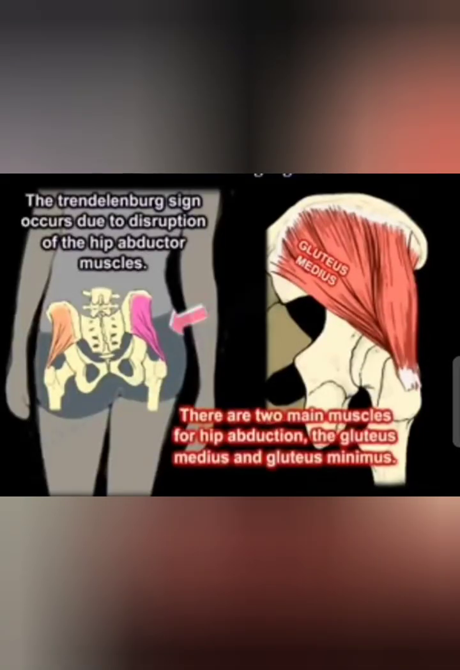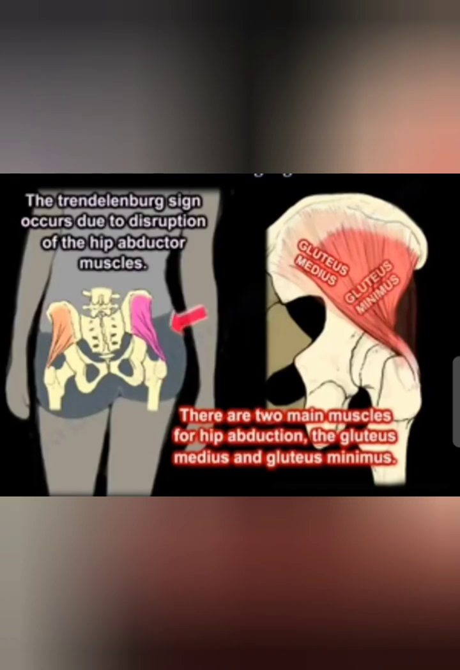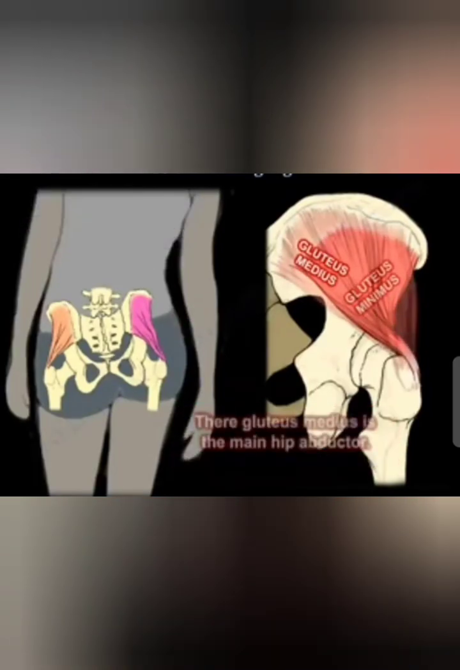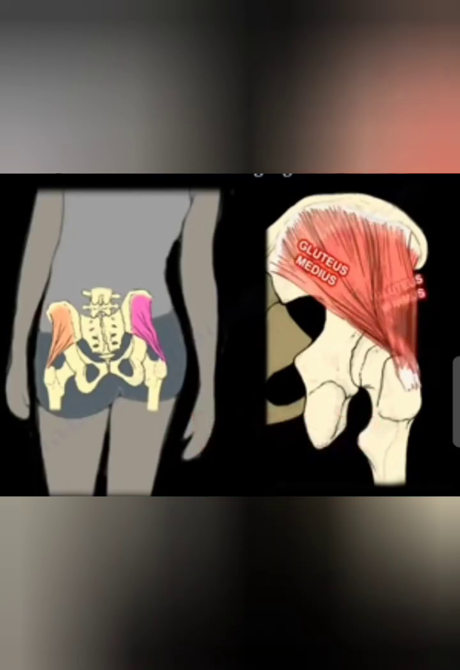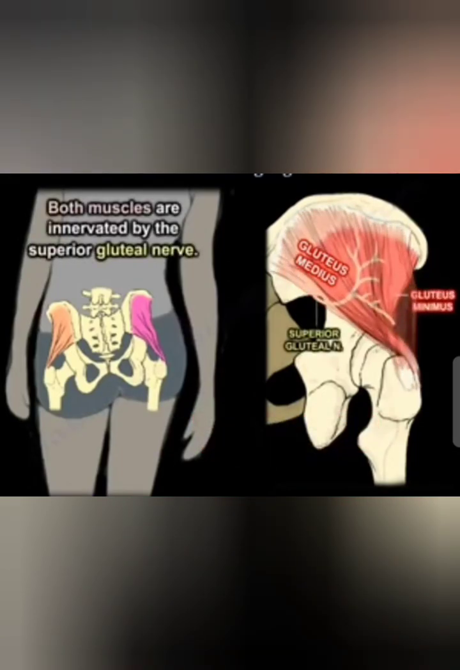There are two main muscles for hip abduction, the gluteus medius and gluteus minimus. The gluteus medius is the main hip abductor. Both muscles are innervated by the superior gluteal nerve.